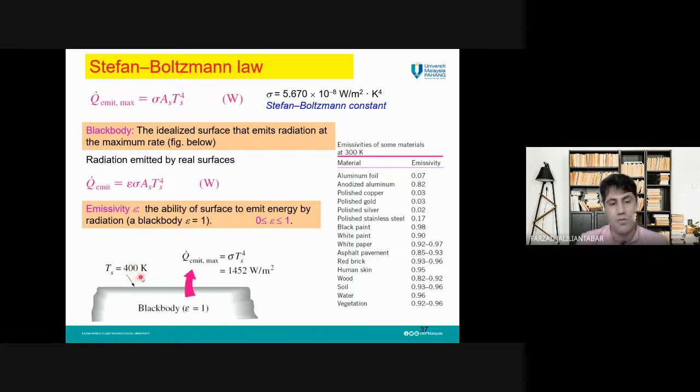And please notice, this is important when you solve problems. As you can see, the temperature of the surface in this equation is in terms of Kelvin. So if the temperature which is given is in Celsius, you need to convert it to Kelvin. And surface area, you can simply calculate based on the geometry of the body or substance.